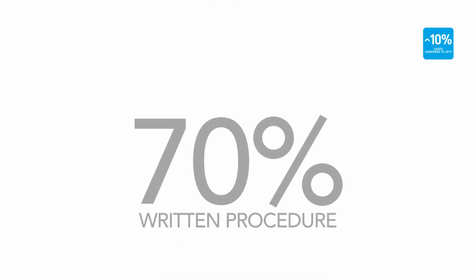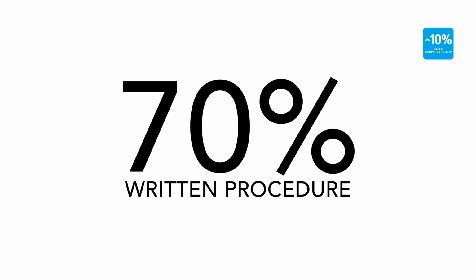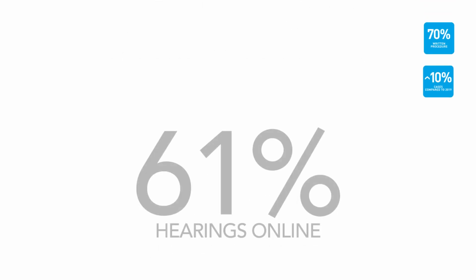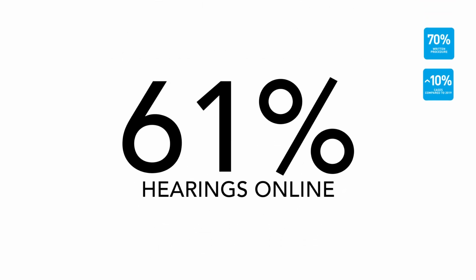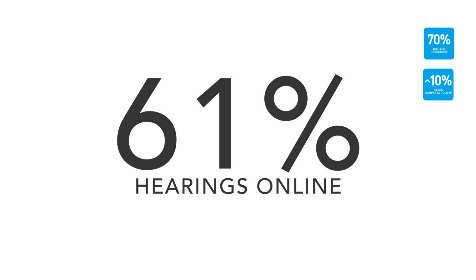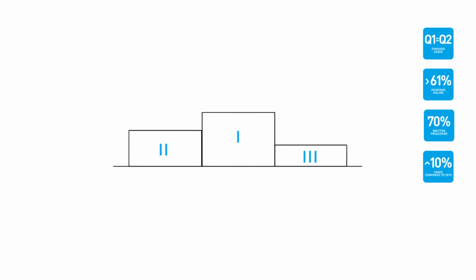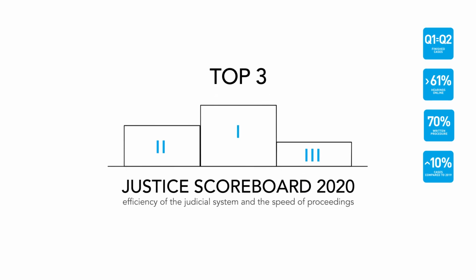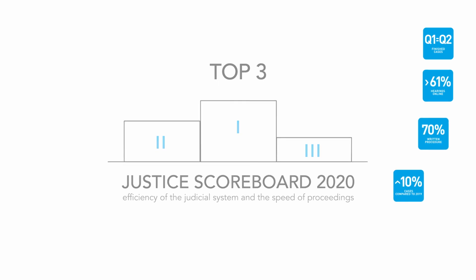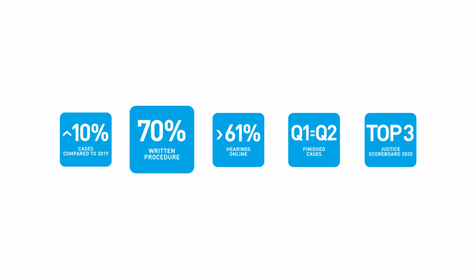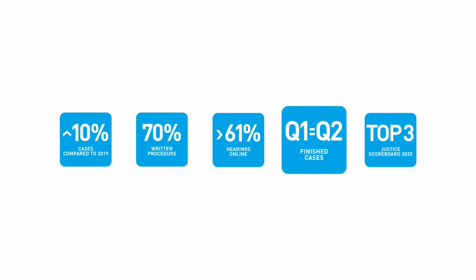Only the working format changed, with over 70% of the cases carried out in written procedure during the first half of 2020. Moreover, during the lockdown period, around 61% of the court hearings were held online. The number of finished cases also varied little during this period. Last but not least, Estonia ranks in the top 3 European Union countries in the newly published Justice Scoreboard 2020. Indeed, the figures also show that digital justice in Estonia is not only a buzzword, but that it actually works and forms a substantial part of Estonia's law enforcement.